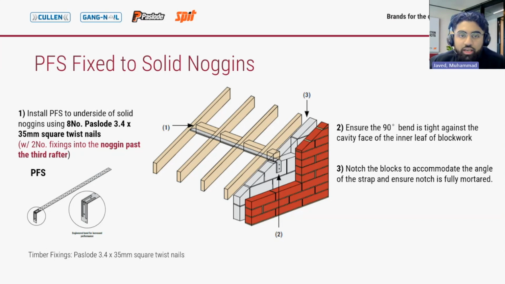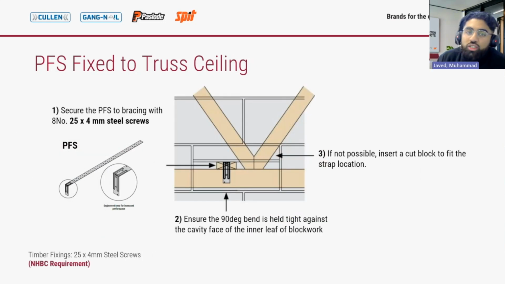Okay, let's look at the final application, which is PFS fixed to truss ceiling. Here, the PFS restrains the gable ends when the truss bracing is in line with the bottom chord of the truss. Like the first and second applications, the PFS is to be fixed using 8 steel screws and ensure the bend of the strap is tight against the blockwork, preferably on a substantial piece of blockwork.